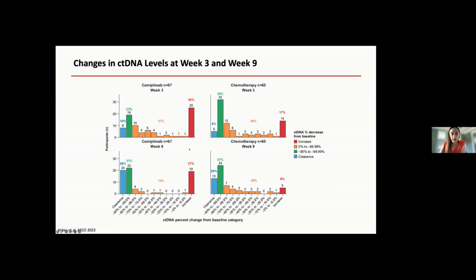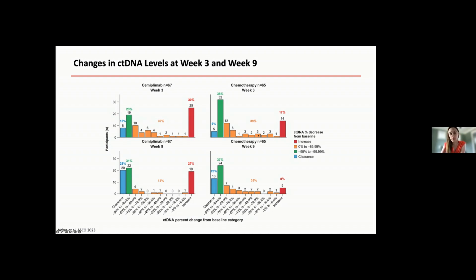And then if you look at how ctDNA levels change over time, in the cemiplimab arm, you can see that at week 3, we already are starting to have a bimodal spread where some set of patients have an increase and the rest have decreases. And by week 9, this very clearly segregates into patients who have ctDNA that's either going up or almost completely clearing, with very few in this middle ground.